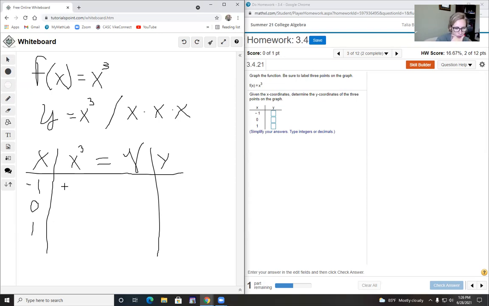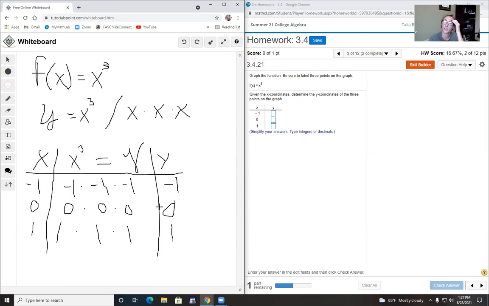So if we put negative 1 in here, we'd have negative 1 times negative 1 times negative 1. A negative times a negative is a positive, times a negative would give us a negative. And 1 times 1 is 1 times 1 is 1. If we go ahead and do 0, 0 times 0 is still 0, times 0 would give us 0. 1 times 1 is still 1, times 1 is still 1.